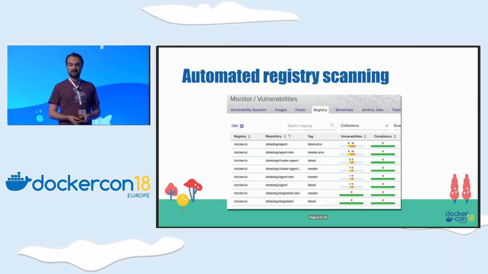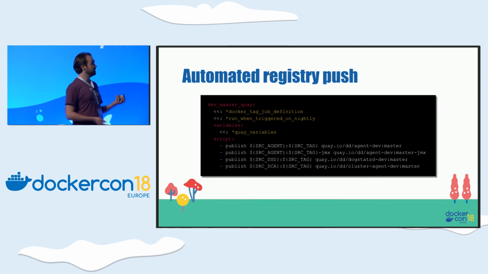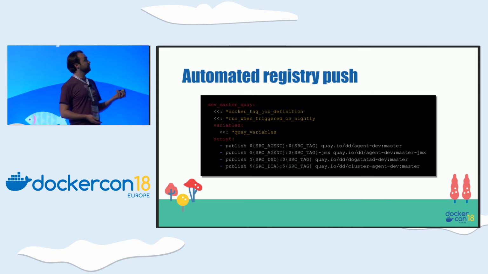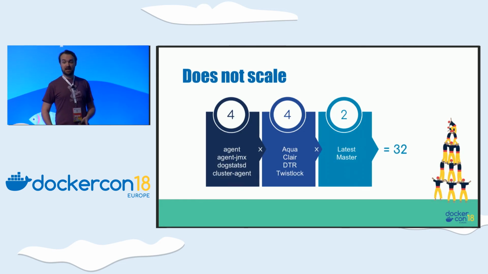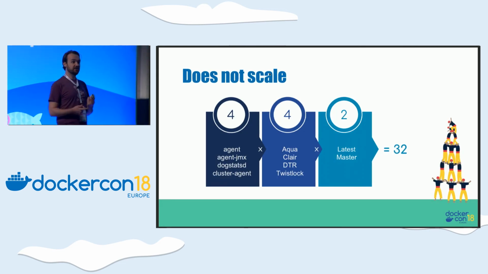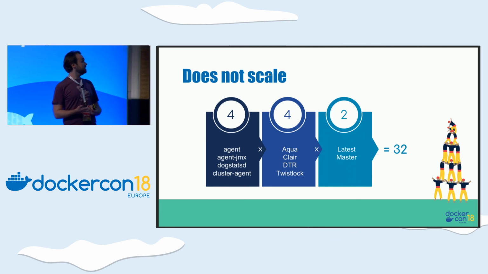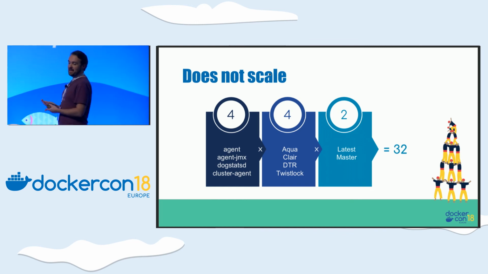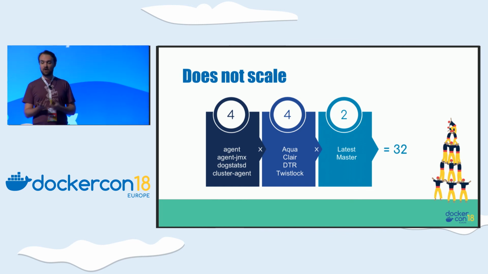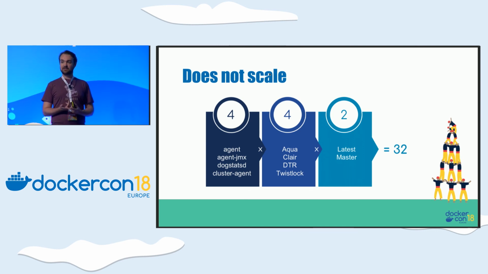And so you can set up automated security scanning very easily. And this is the GitLab task we use to mirror the images on Quay. So pretty easy, basic CI stuff. It's really easy. And then you do the math. We currently have 4 images: the agent with Java plugin, Dogstatsd standalone for custom metrics, and the new cluster agent for Kubernetes clusters monitoring. And we support 4 scanners: Aqua, Clair from Quay.io, the Docker Trusted Registry, and Twistlock.